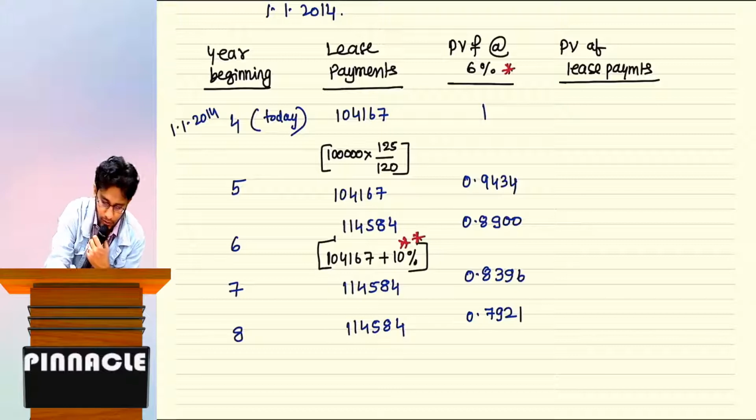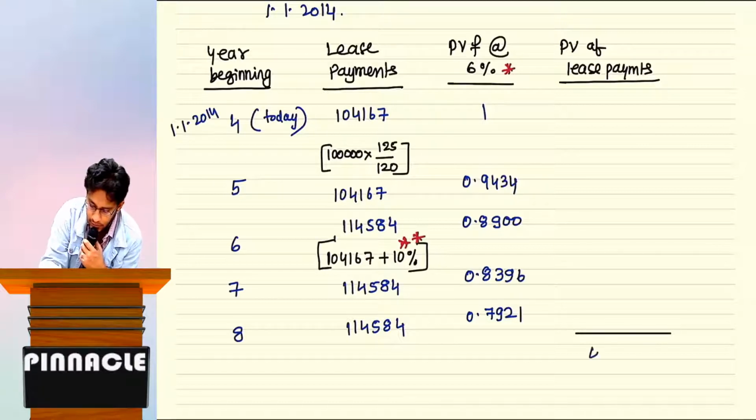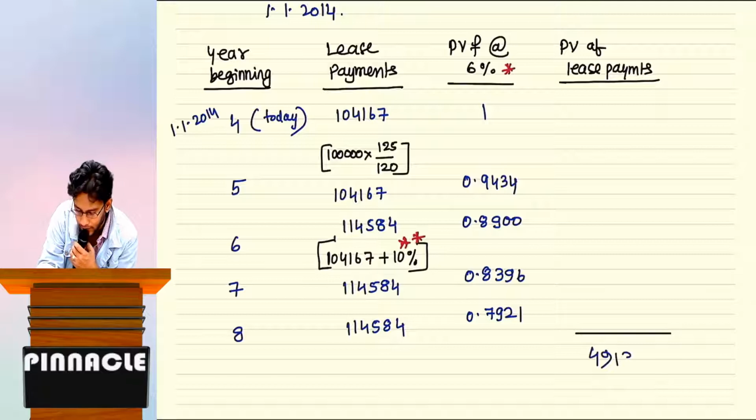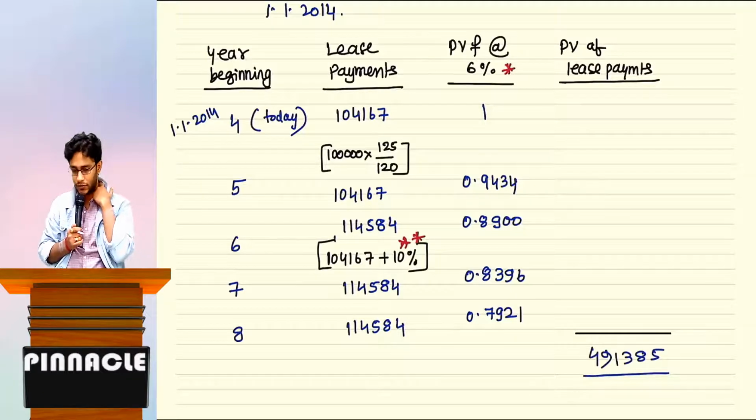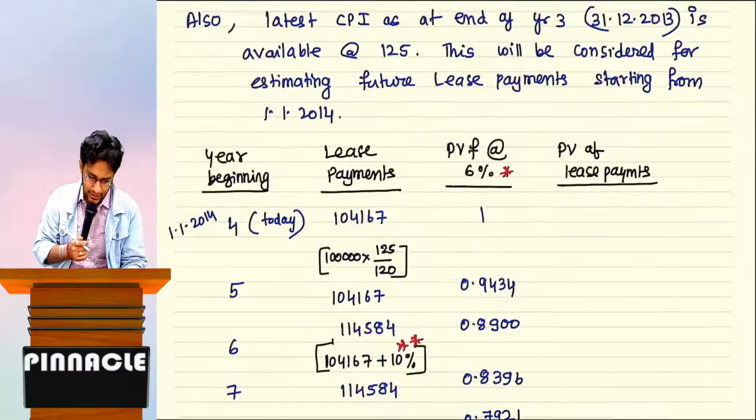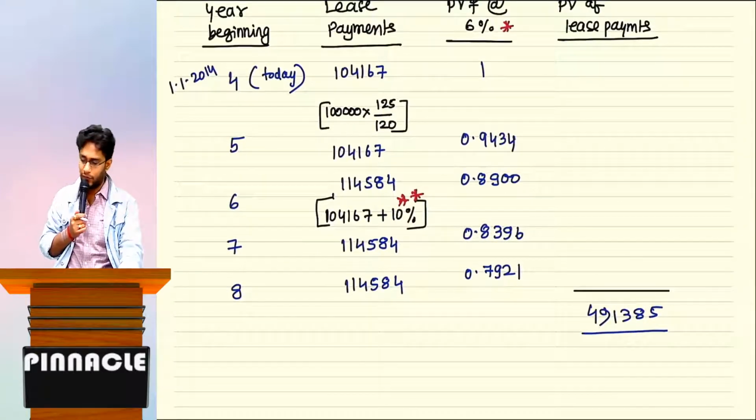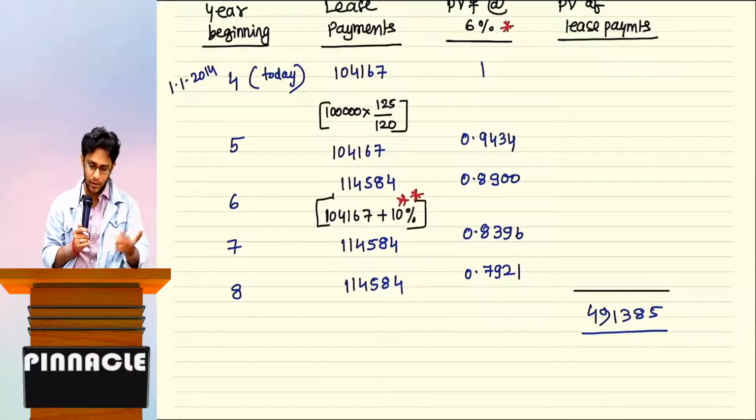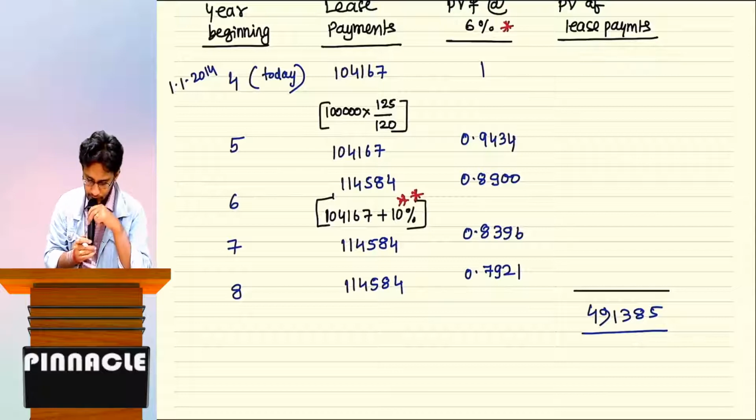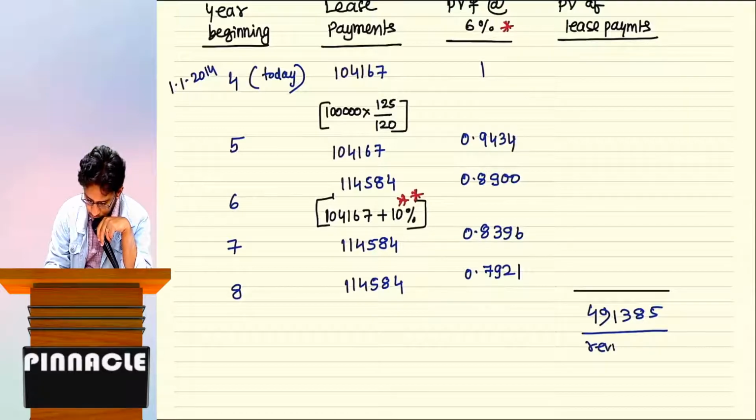Yes, sir. How much are you having? 4 lakhs 90. Good, sir. Existing some 190 is there. From that 195, you have to update it to 491. Revised lease liability value.